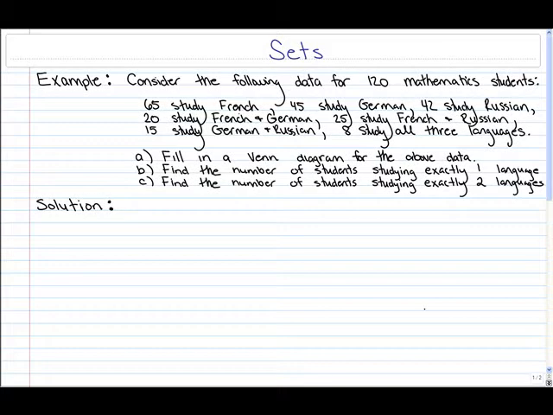Now we're going to have three sets here. Let F, G, and R denote the sets of students studying French, German, and Russian respectively. Fill out the Venn diagram with F, G, and R. Fill in the data that then falls within each set within the Venn diagram. And then answer part B and C. Find the number of students studying exactly one language, and then find the number of students studying exactly two languages. So pause the video now and try to work out this problem.